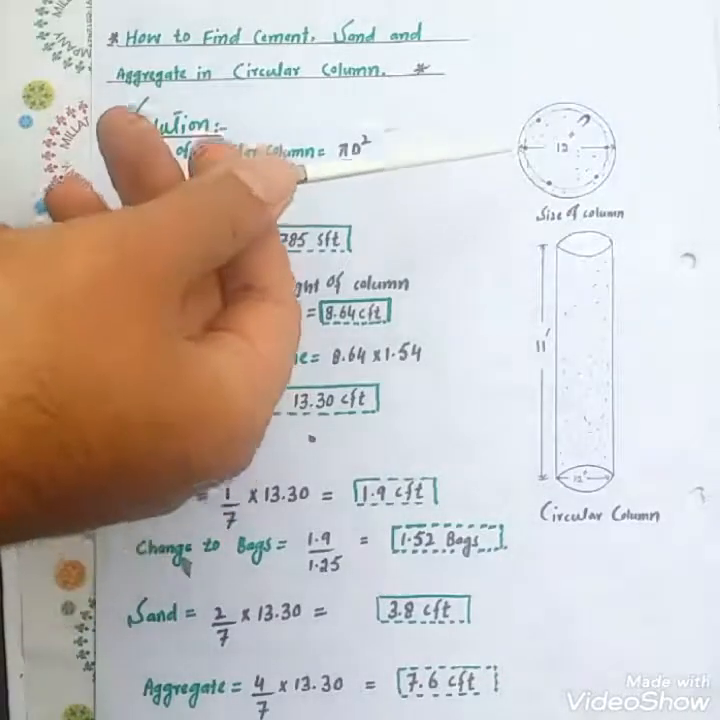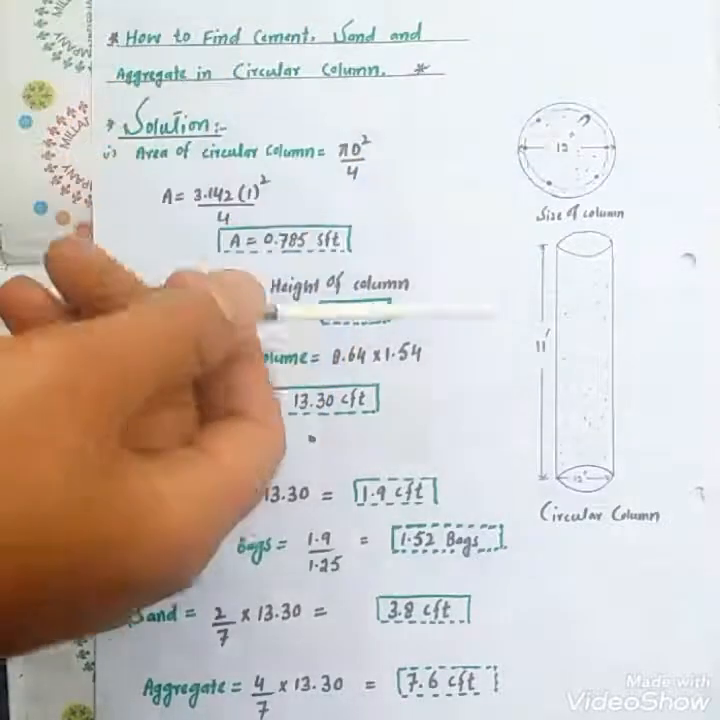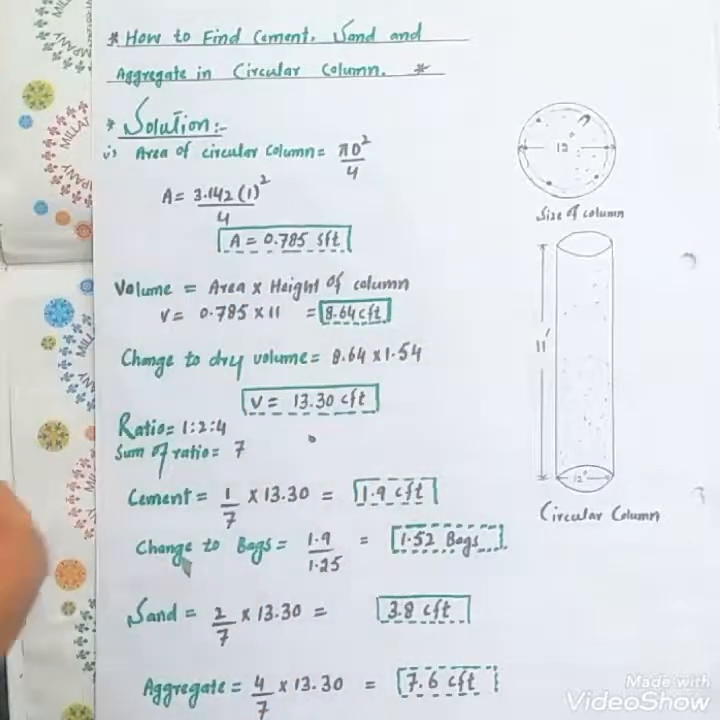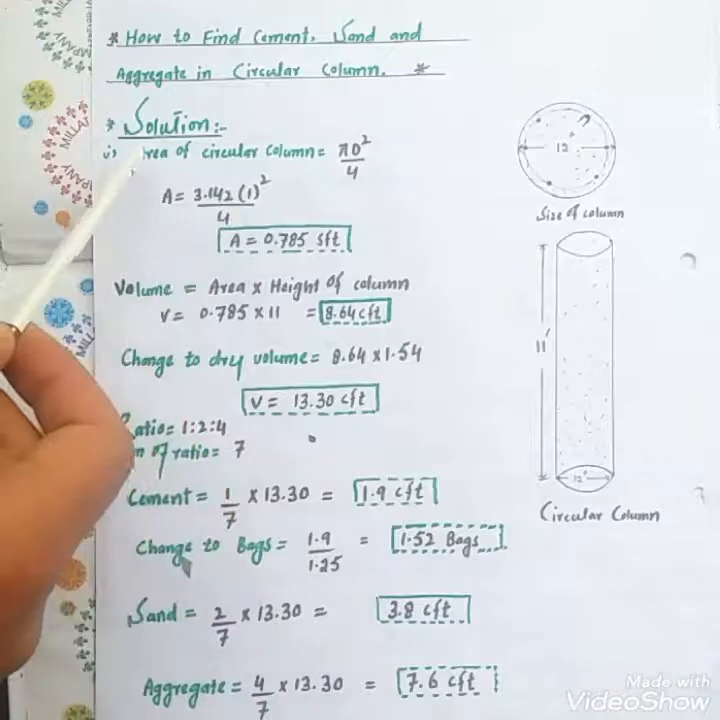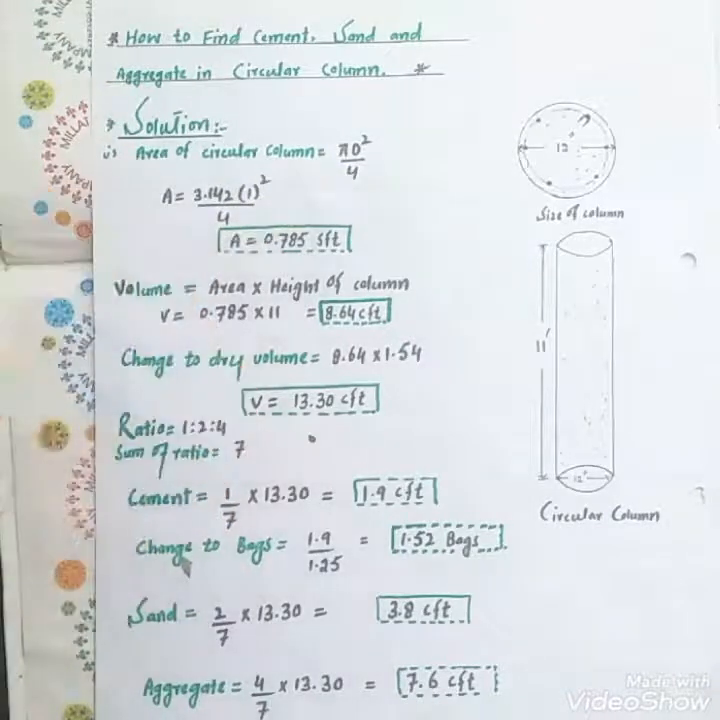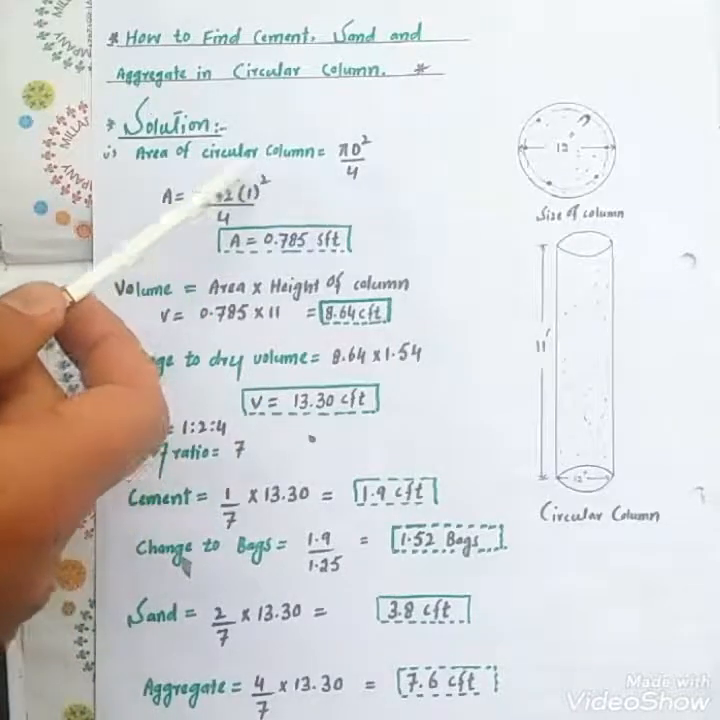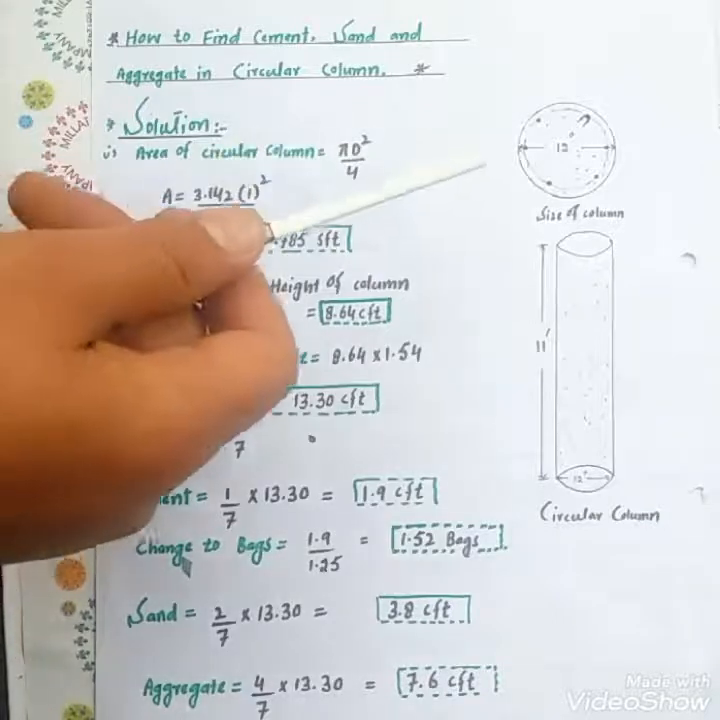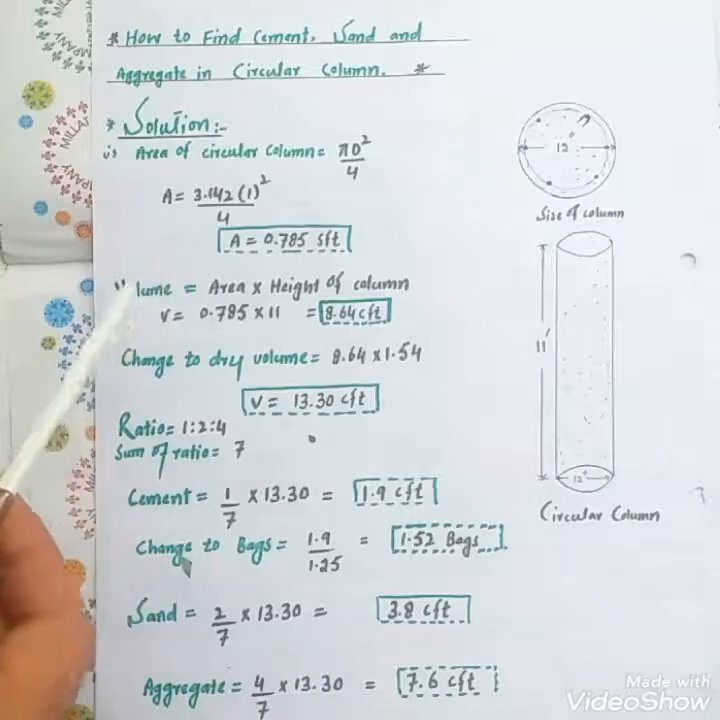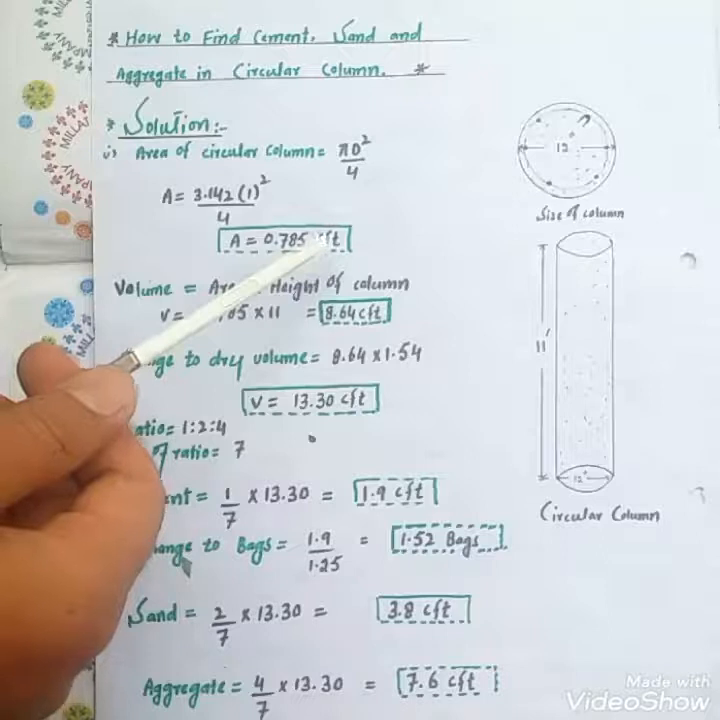This is the diameter of the column, which is equal to 12 inches, and this is the height of the column, 11 feet. First of all, we need to find the area of the circular column, which is equal to πd² divided by 4. A equals 3.142 × 1² divided by 4. The 1 is the diameter of the column in feet. The area equals 0.785 square feet.